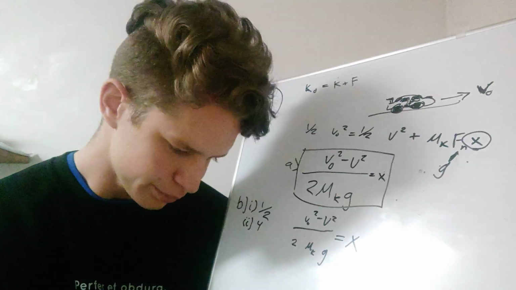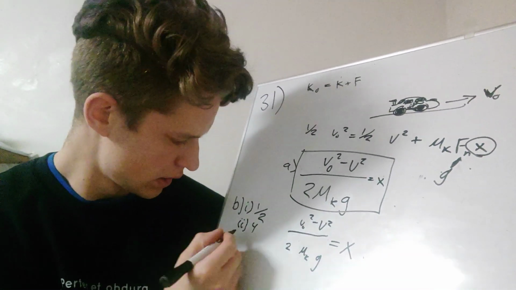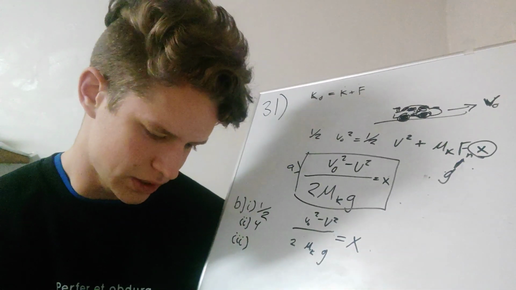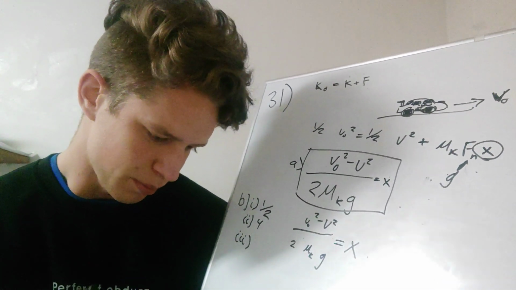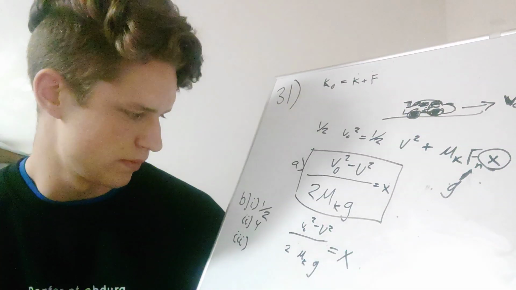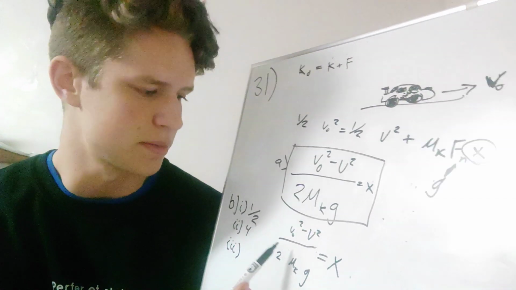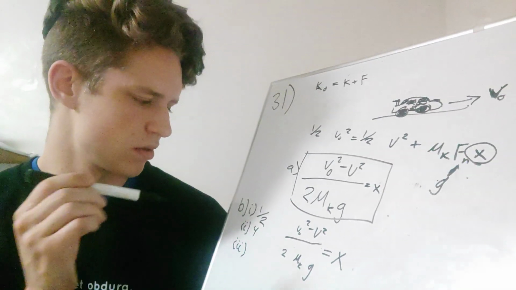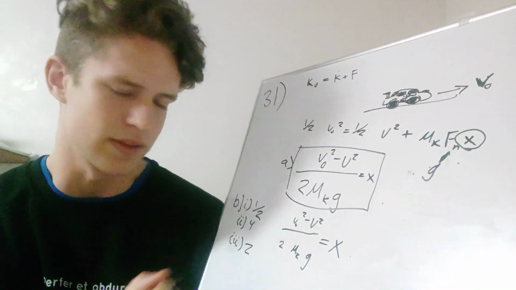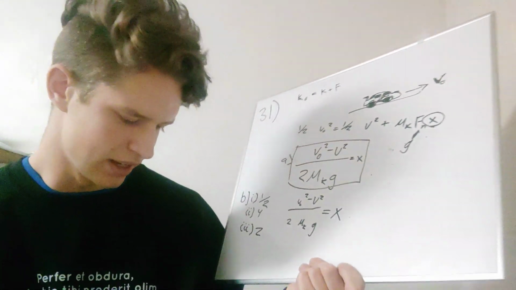So then for part iii, it asks what would happen if both the coefficient of friction and the initial speed were doubled. So we could go ahead and plug this back into our equation here, or we can just look at this and multiply those two together, and that gets 2, and that's the answer.